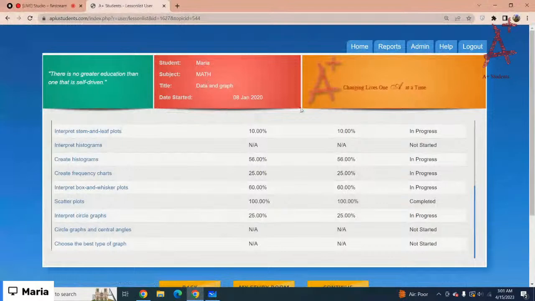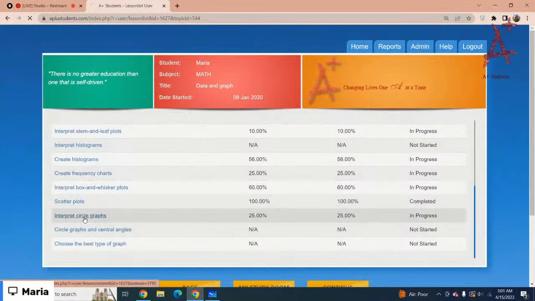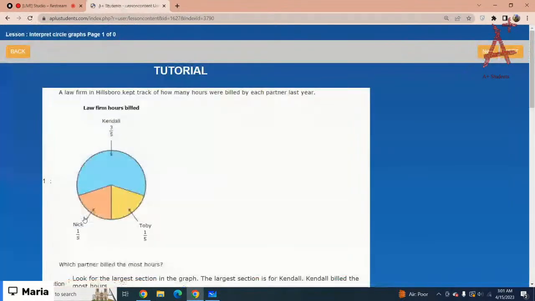Okay, here I am on grade 8 maths. The chapter is data and graphs. Here is the first lesson, interpret circle graphs. So let's start with the lesson.